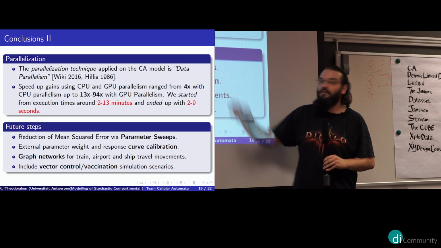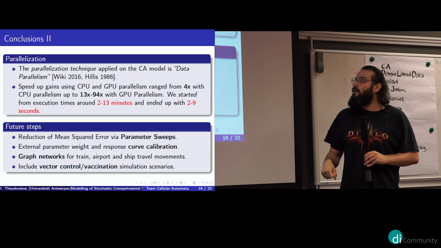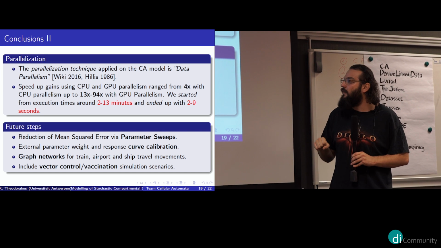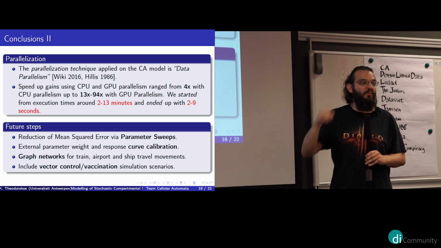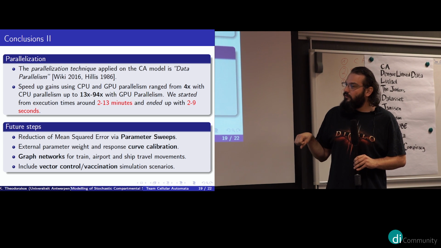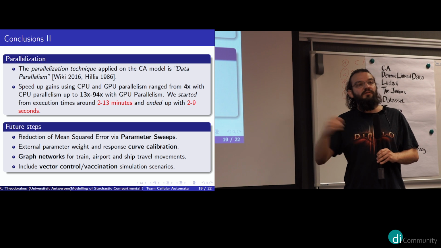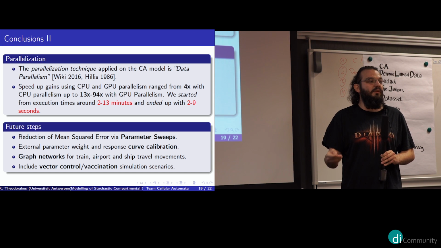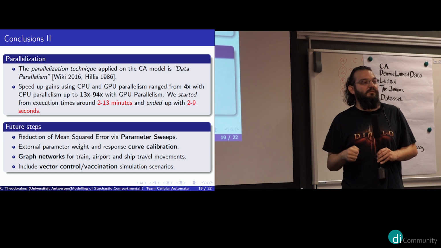So I will do a parameter sweep, probably particle swarm optimization to find the best weights, and I will use curve calibration. I will try to use DLM as well. I also want to use graph networks for train, airport, ship, and travel movements of the humans. And I also want to include scenarios where you add vector control, because in reality we see seasonality in the cases. It's not that the disease can just spread. People start to realize it, and you have to take it into account in your model.